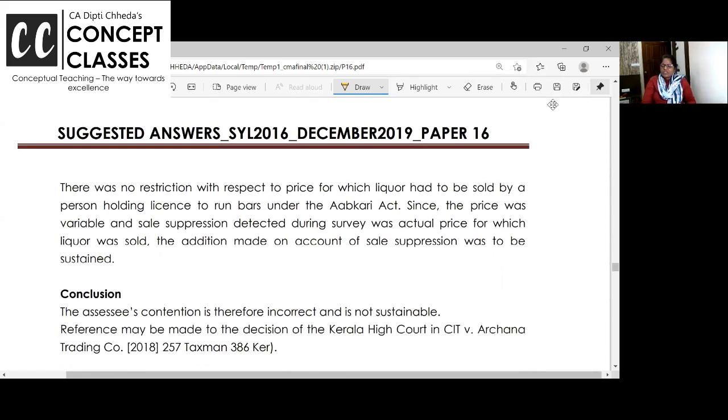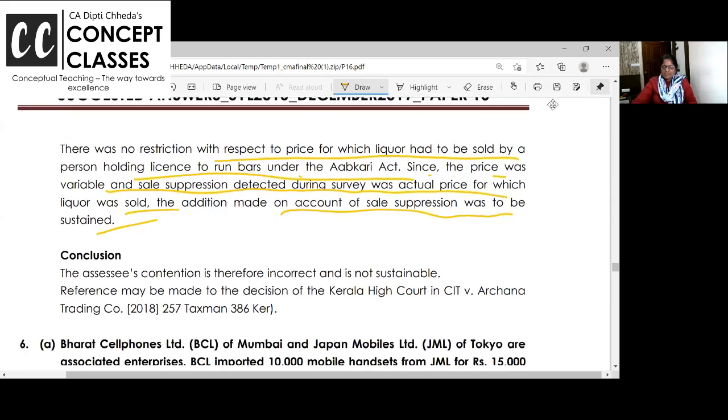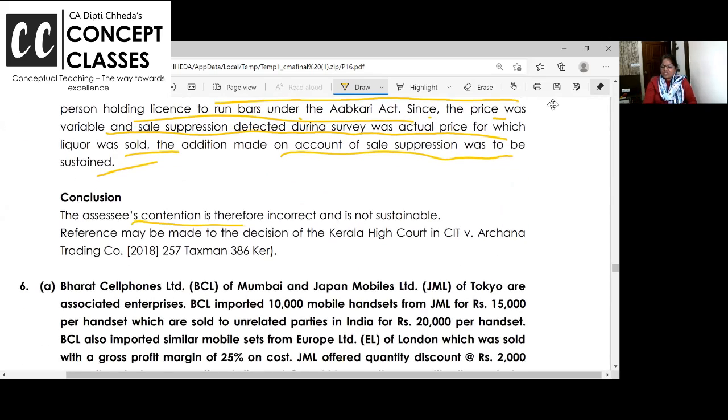There was no restriction with respect to price for which liquor had to be sold by the person holding license. Since the price was variable and sales suppression detected was actual price for which liquor was sold, addition made on account of sales suppression was sustained. The SSE's contention is therefore incorrect and is not sustainable. Reference made by the Kerala High Court case.